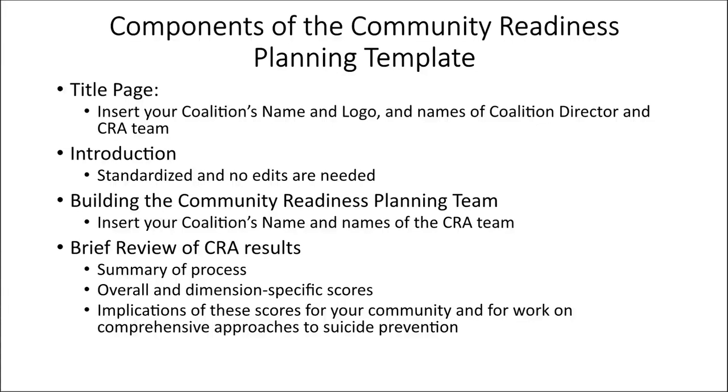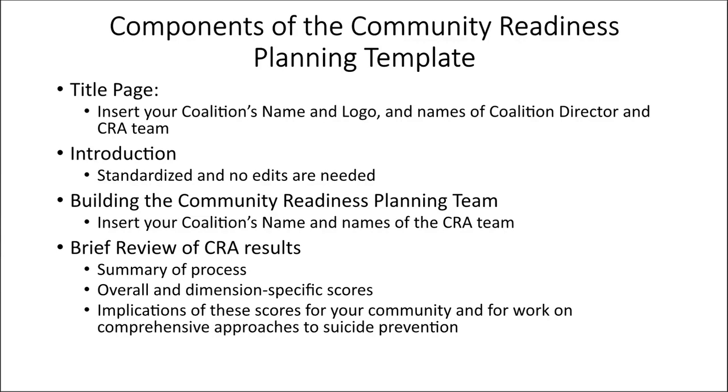Let's talk through very briefly the components of the community readiness planning template. When you open the template, you're first going to see a title page. And we're going to ask you to insert your coalition's name, a logo if you have it, the name of the coalition director or leader, and names of the people on your CRA team. Next, you're going to see an introduction. And this really is standardized, and you and your coalition don't need to edit this text. The third section involves building the community readiness planning team. And here, all you need to do is insert your coalition's name and the names of your CRA team members.